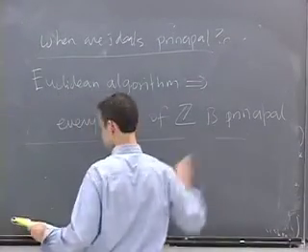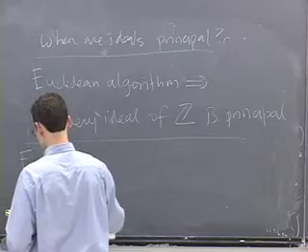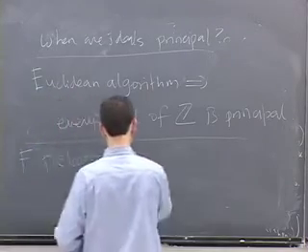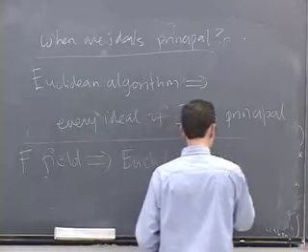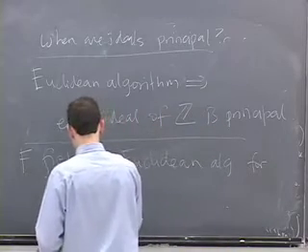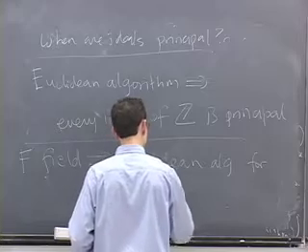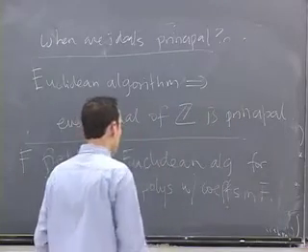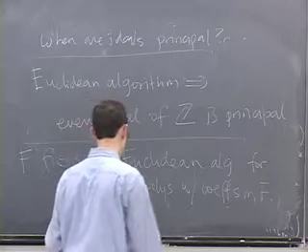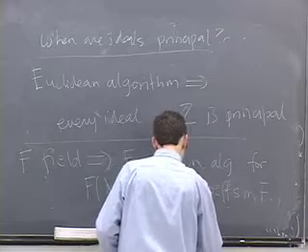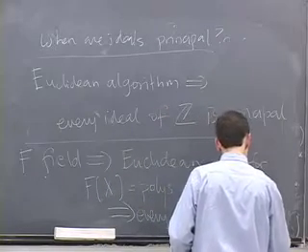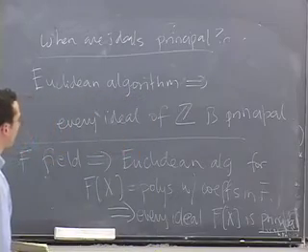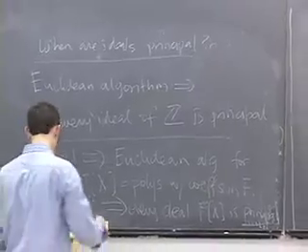Another good case, when F is a field, we found that there was a Euclidean algorithm on the ring of polynomials over F. So there's a Euclidean algorithm for F[x], the ring of polynomials with coefficients in F. And that implies that every ideal of F[x] is principal, by the same sort of argument as for the ring of integers, the basic Euclidean algorithm thing.